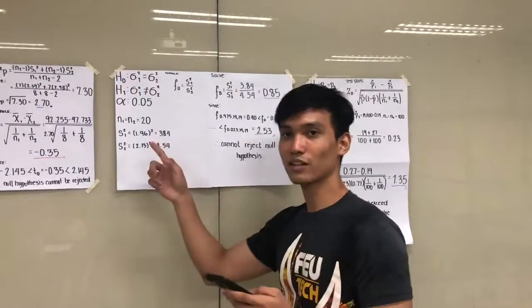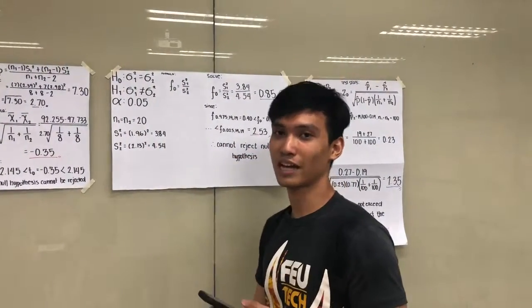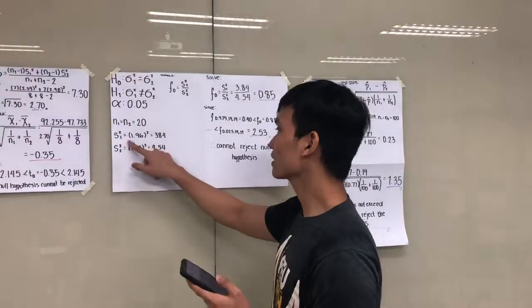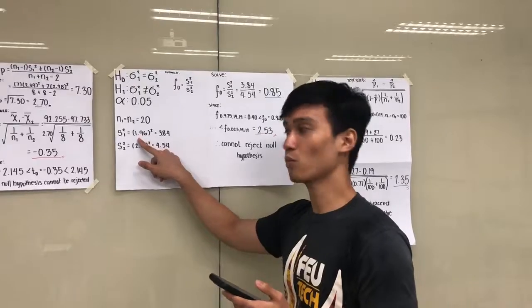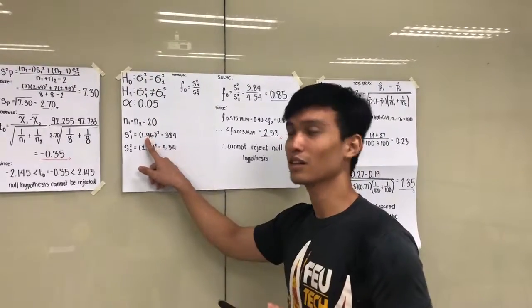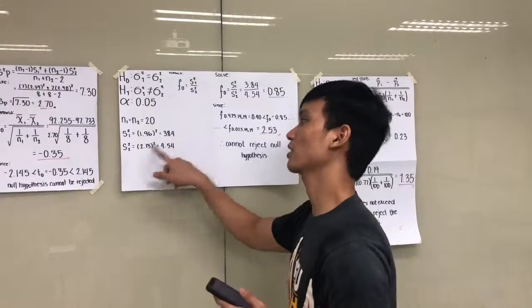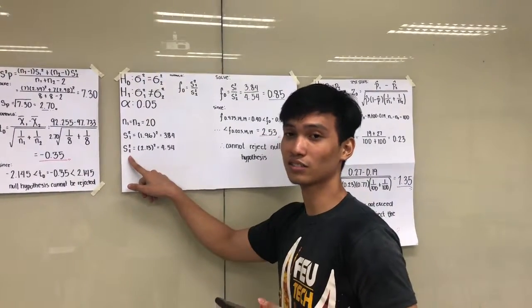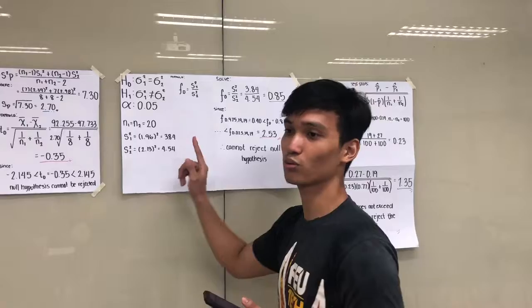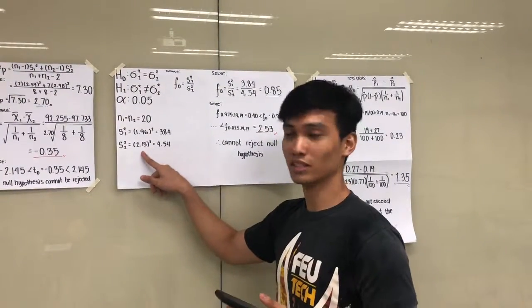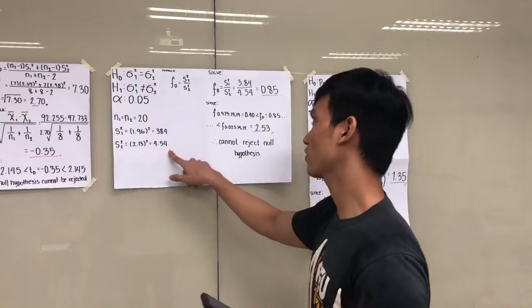So we are given two equal sample sizes, which is 20. And the standard deviation of sample 1 is equal to 1.96. 1.96 squared is equal to 3.84. And the standard deviation of sample 2 is equal to 2.13. And 2.13 squared is equal to 4.54.